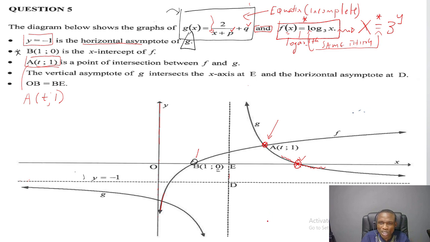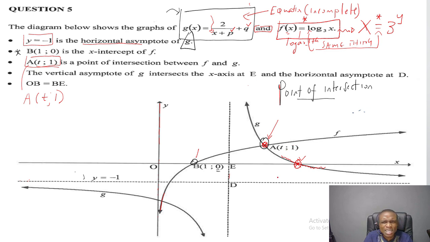Wow. We have got the point of intersection here. This is interesting math. I love this math. I love this one. The point of intersection, meaning the point where the two graphs meet. Where do they meet? They meet at this point A, which is T and 1.